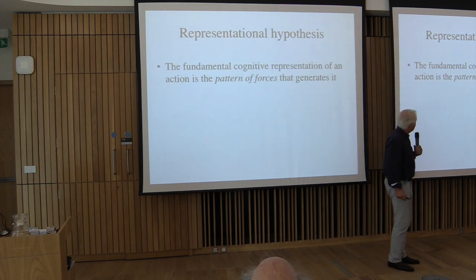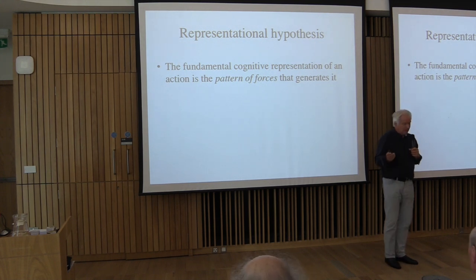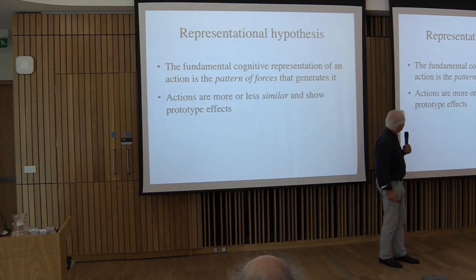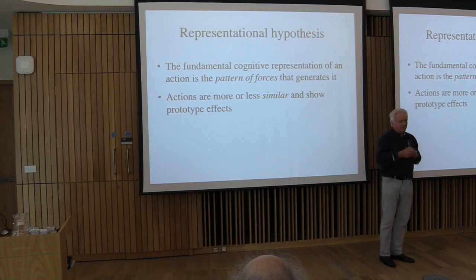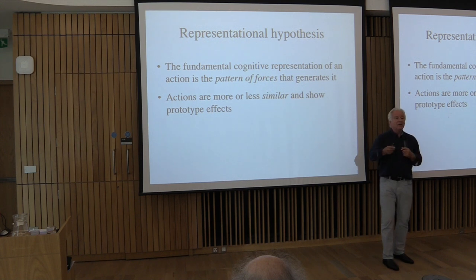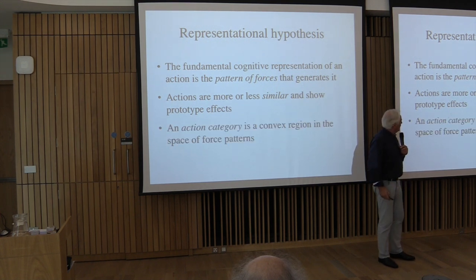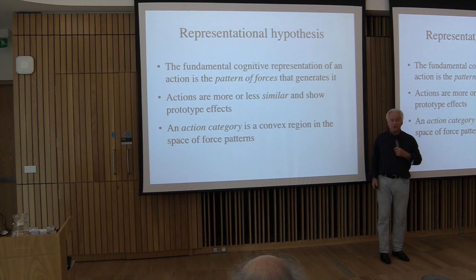So my idea is that the representation of an action is a pattern of forces. And we can talk about convexity of patterns here as well. So actions are more or less similar, and I showed prototype effects. I had a PhD student who really established that actions have the same kind of prototype. The movie I showed you was from this PhD student who used that in his work. So my definition of an action category is a convex region in the space of force patterns. I haven't really given you the space of force patterns, but this is the general idea.